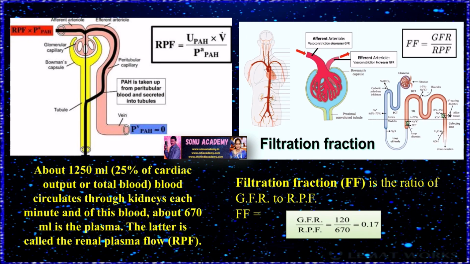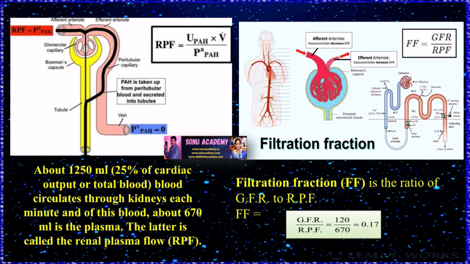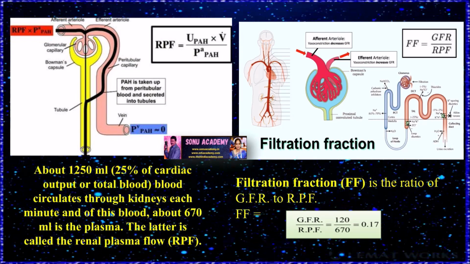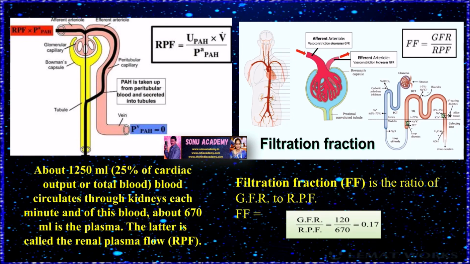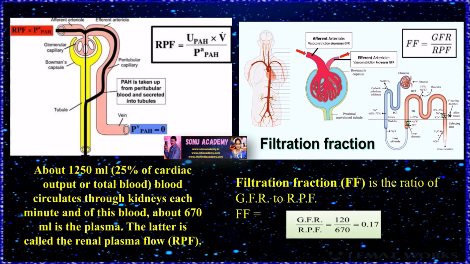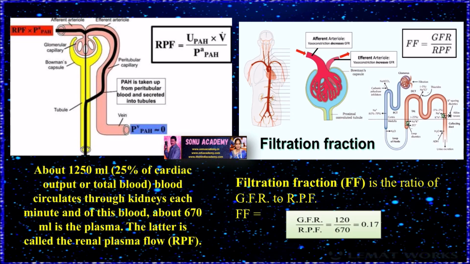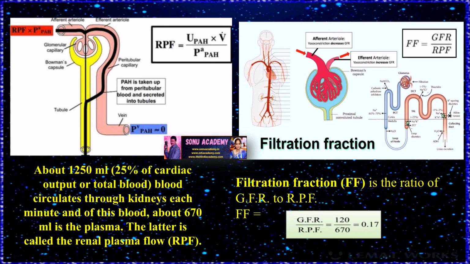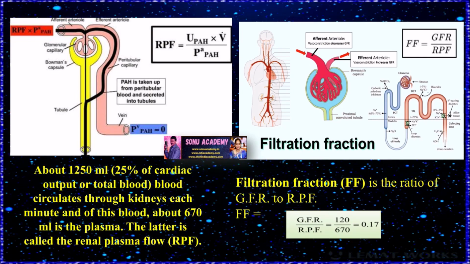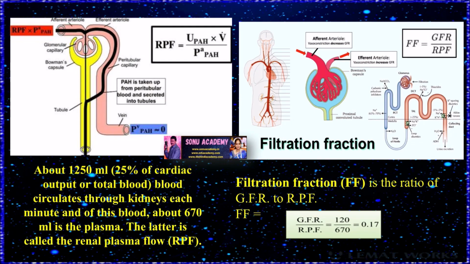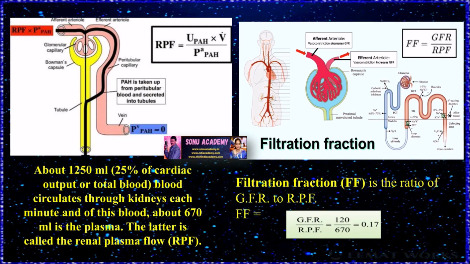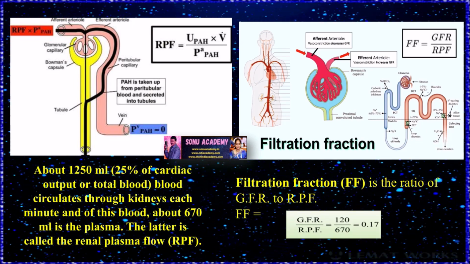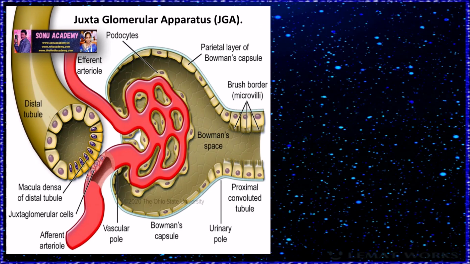About 1250 milliliters of blood circulates through the kidneys each minute, and of this blood about 670 milliliters is the plasma. This is called renal plasma flow, RPF. The filtration fraction is equal to GFR, which is also called glomerular filtration rate, divided by renal plasma flow, which is equal to 120 by 670, that is equal to 0.17.